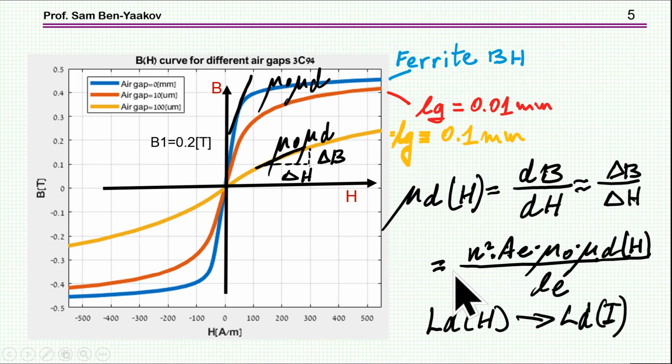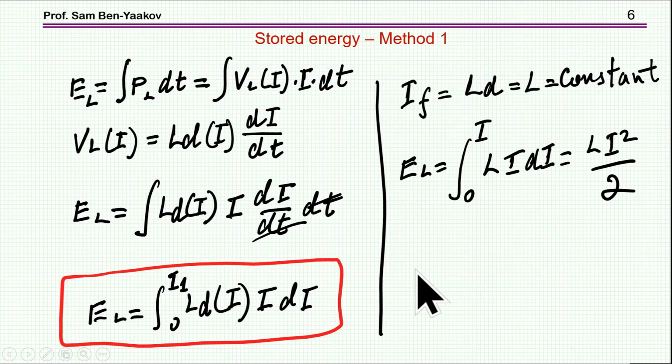And the expression, again, for the inductance is this expression, where now the permeability, we understand now it's a differential permeability, is a function of H. And H, of course, is a function of I. So we have that the inductance is a function of I. So this is actually very well known, but this is just an introduction to the fact that the inductance is changing. So now let's go to the answer of the riddle.